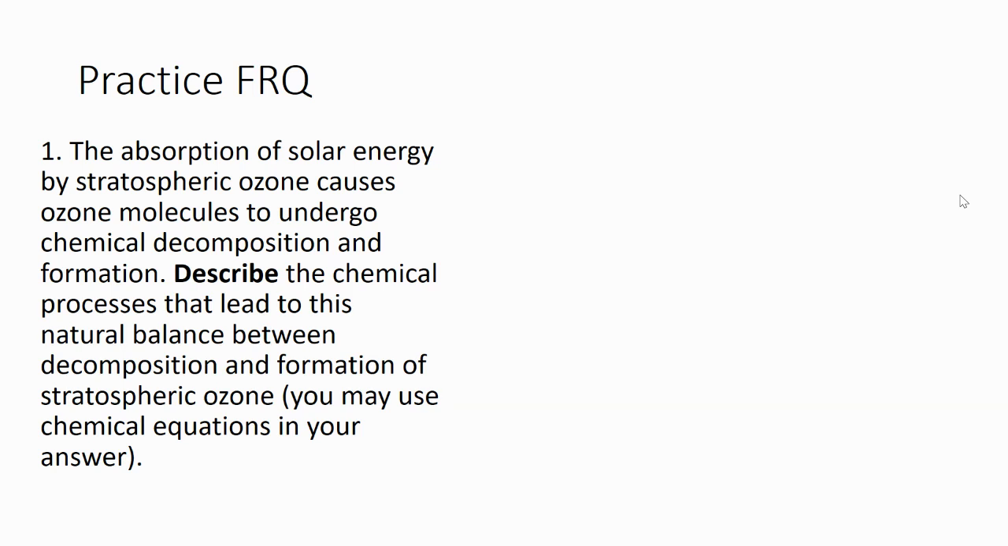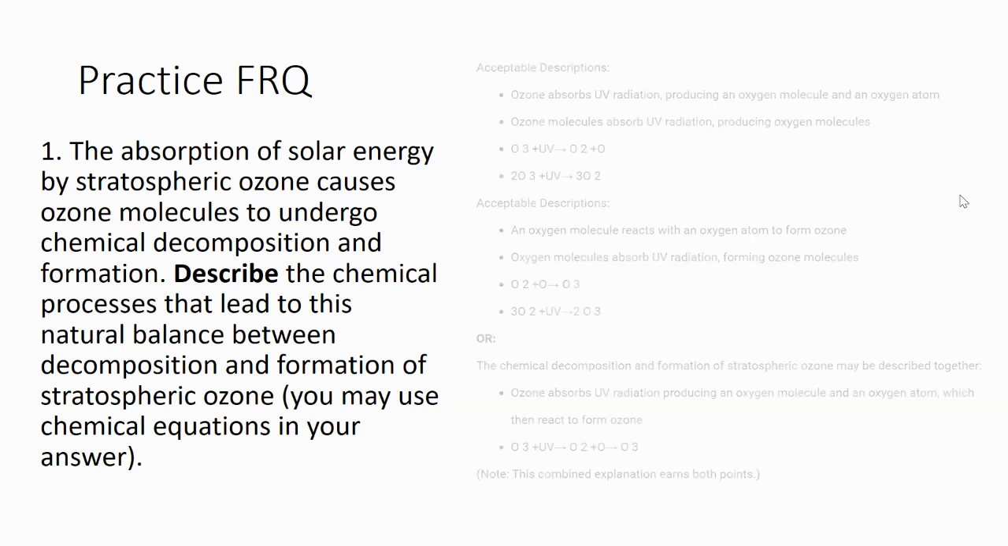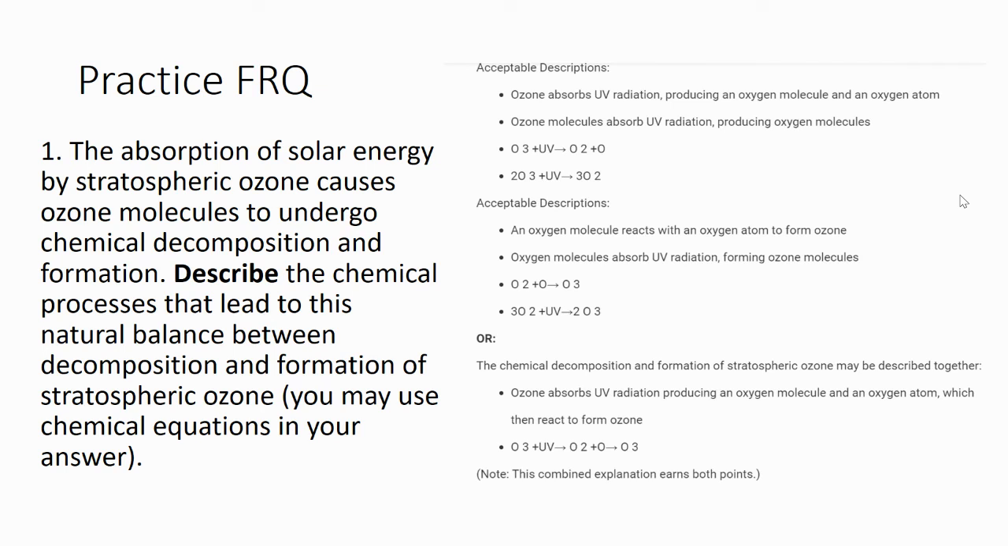Okay, at this point, you should have paused the video, and let's check our answers here. So these were the possible accepted answers that you could have written for the describing chemical processes. So here in the first part, you could say ozone, we know, absorbs UV radiation, producing an oxygen molecule and an oxygen atom. Or you could have simply just written it as a chemical equation, such as O3 plus UV is going to then photolyze and break it down into oxygen molecules and a free oxygen atom.